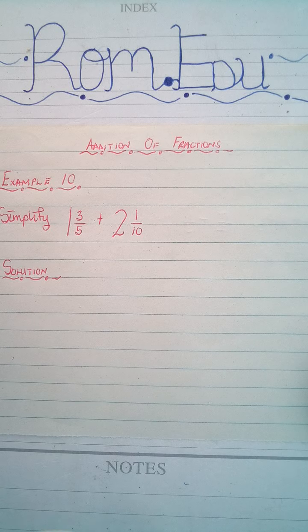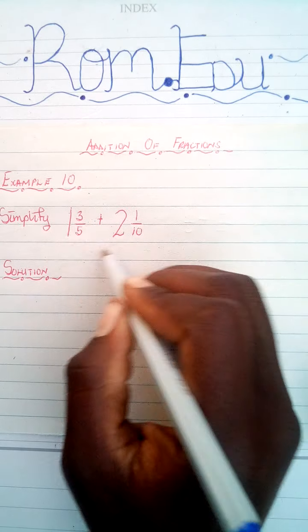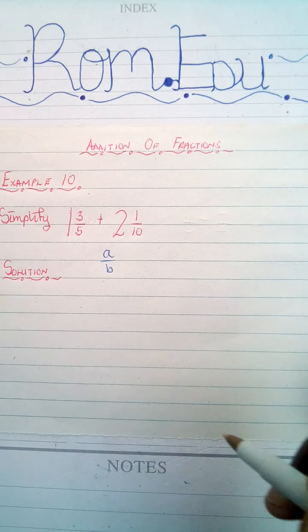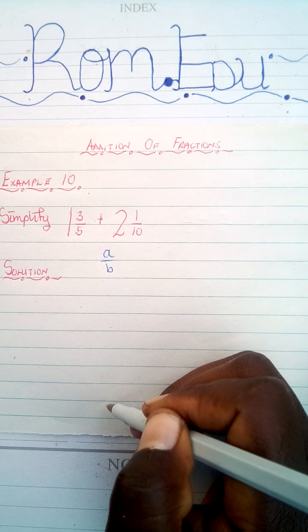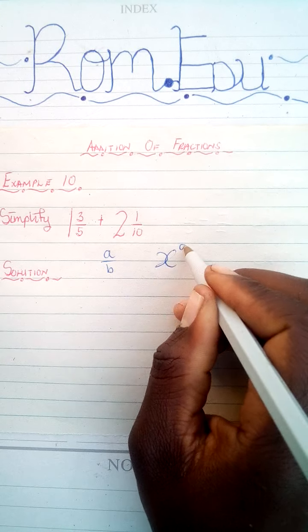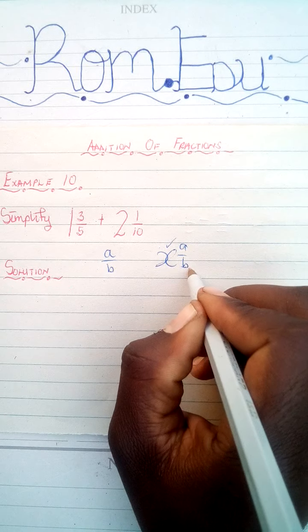Now let's look at a more challenging question where we are asked to simplify 1 and 3 over 5 plus 2 and 1 over 10. Remember, previously I said that if you want to simplify fractions, make sure they're in the form of A over B. But if you look at these fractions now, they're in the form of X A over B, where X is the whole number, A is the numerator, and B is the denominator.